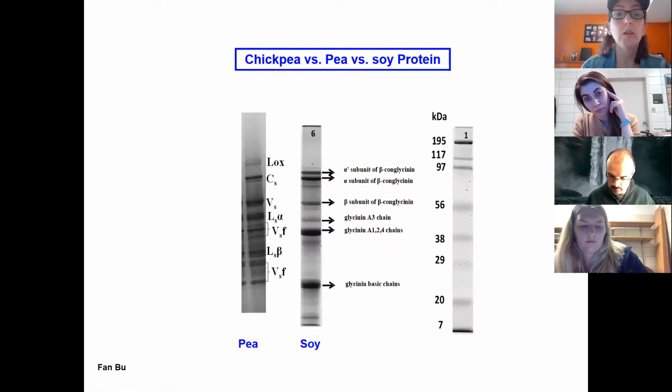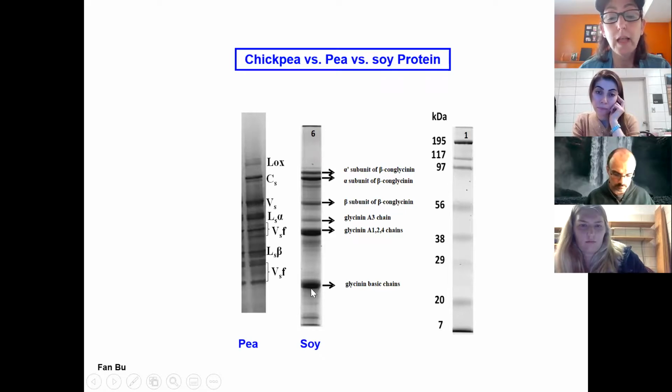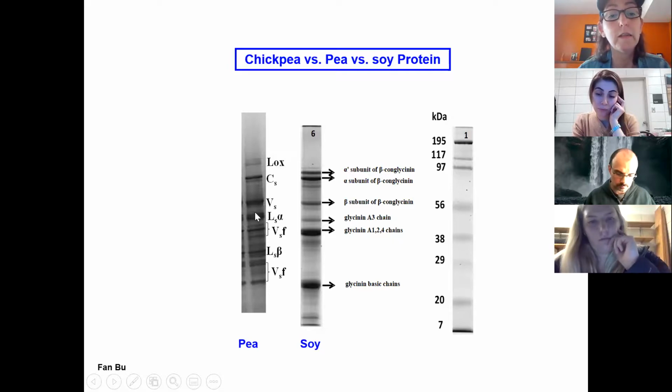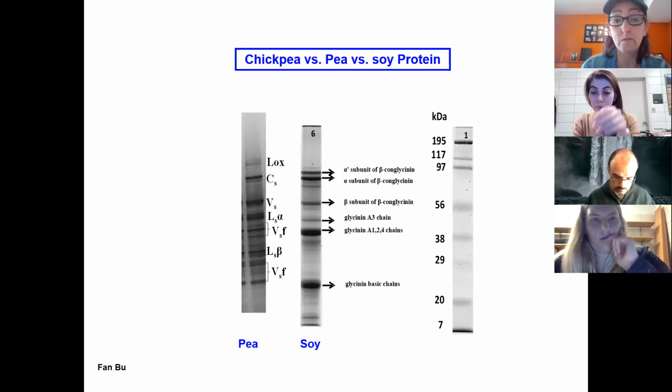This is a little differentiation too between chickpea, pea, and soy. In here we have pea, and this is soy. In pea, you have quite a bit of the acidic and basic subunits of the legumin, which is the glycinin. The alpha is for acidic and the beta is for basic. You have a lower legumin proportion compared to convicilin. The vicilin has a lot of bands here and more bands here as well. So that is a differentiation in different subunits among legumin and vicilin from two species.